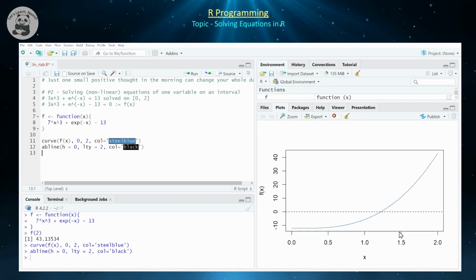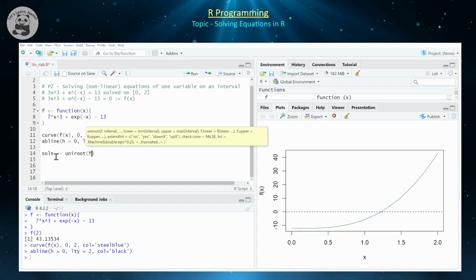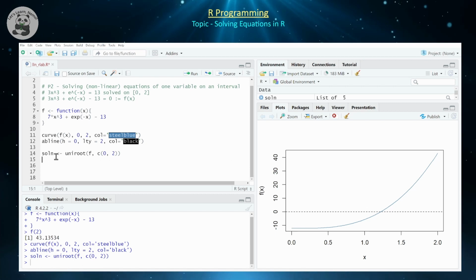So if we use any numerical methods and we get something else, that is definitely not right and should not be trusted. The method that we're going to use for solving this is going to be the uniroot function, which is in base R as well. So let's call the solution soln, and we're going to be using, again, the uniroot function, and this is going to be equal to the function f. We're going to be solving on the interval 0 to 2, and you have to put that in vector form, and that's going to give us, hopefully, a solution that's useful.